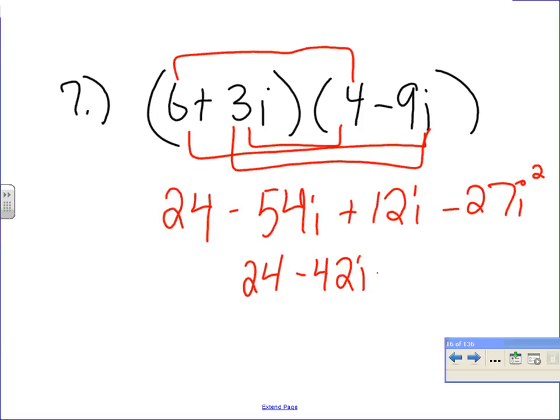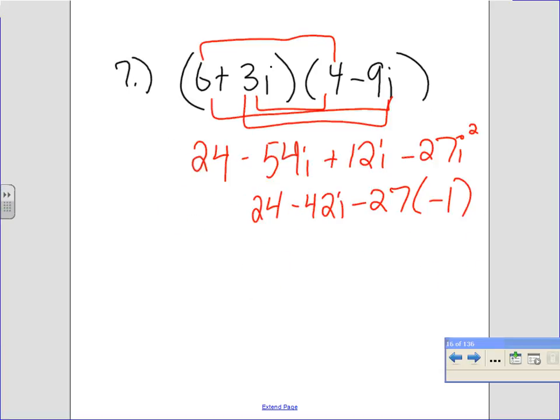Good. Okay, i squared, Nathan, is what? Good. Okay, so after you realize, Luke, see you with me? i squared is -1. We need to keep simplifying. So 24 minus 42i, -27 times -1 is positive 27.